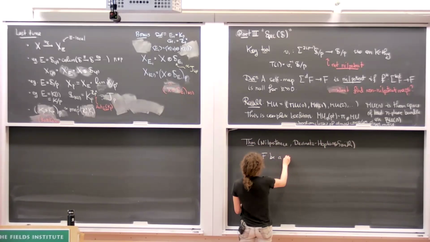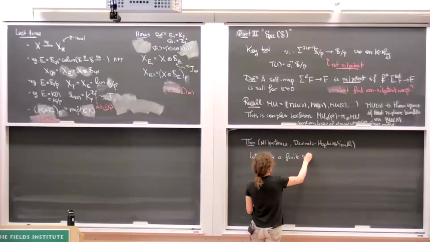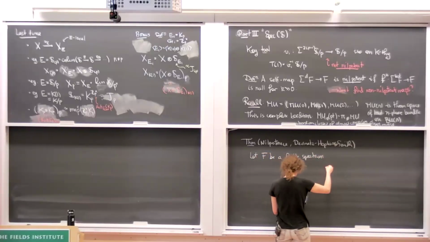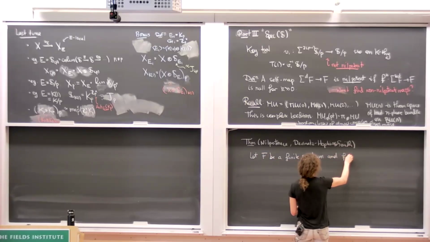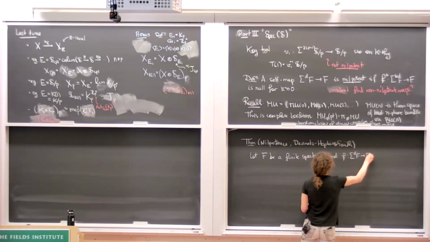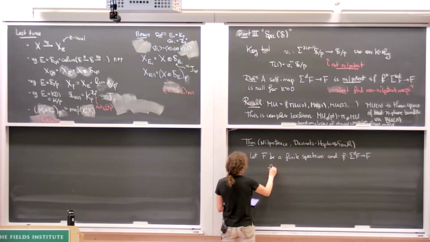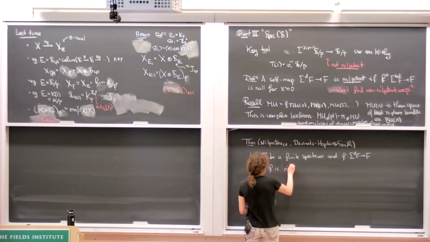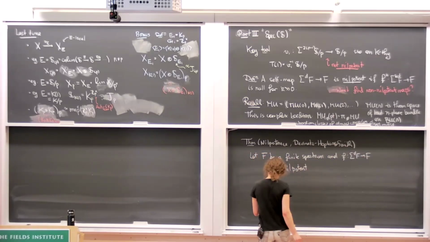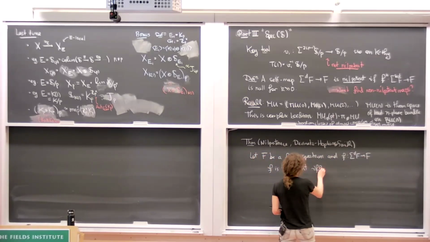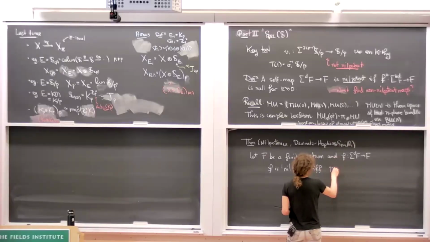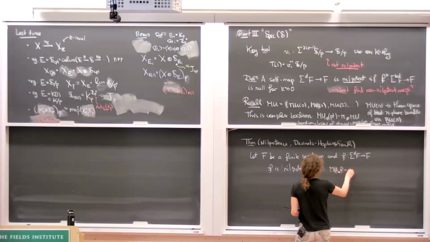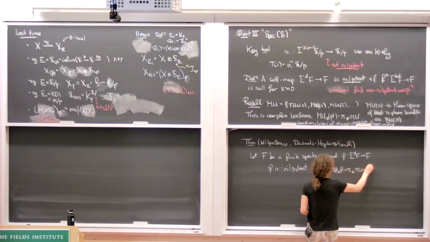Let F be a finite spectrum, and f be a self-map. f is nilpotent. Is it nilpotent or nilpotent? English speakers. Nilpotent. Okay. f is nilpotent if and only if mu star of F, which is pi star of mu tensored with F, is nilpotent.